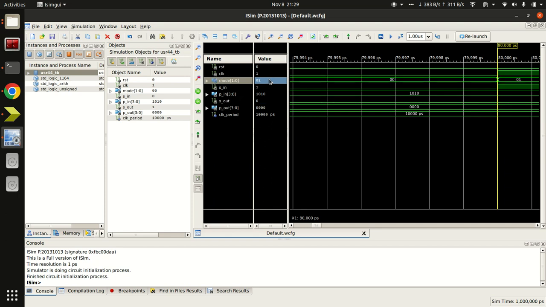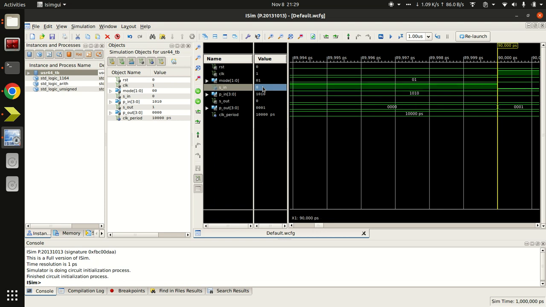Next mode is 01 mode, that is serial in parallel out mode. In this it will take one input at a time but does not display anything. Second input, doesn't display anything. Third input, doesn't display anything. Fourth input, doesn't display anything, and after that it will display the parallel output, that is 1010.